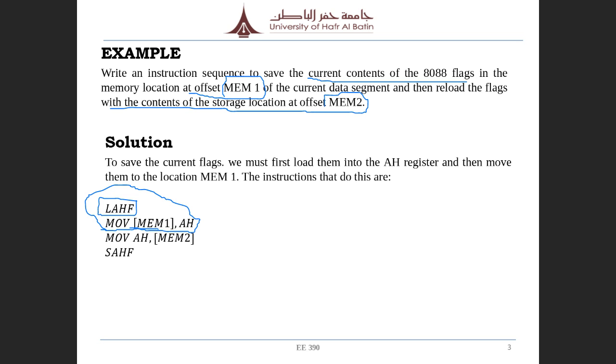So now from the memory location with offset mem2, this data we have to reload it. First of all, the memory data we can copy into AH, and then AH to flag. So move AH comma square bracket mem2, and then what is the instruction to load the AH value into flag?